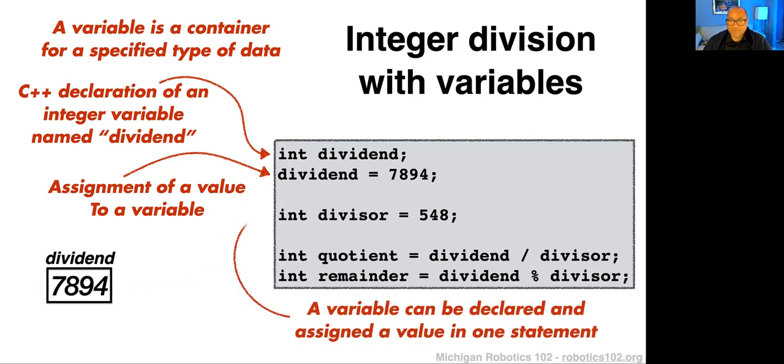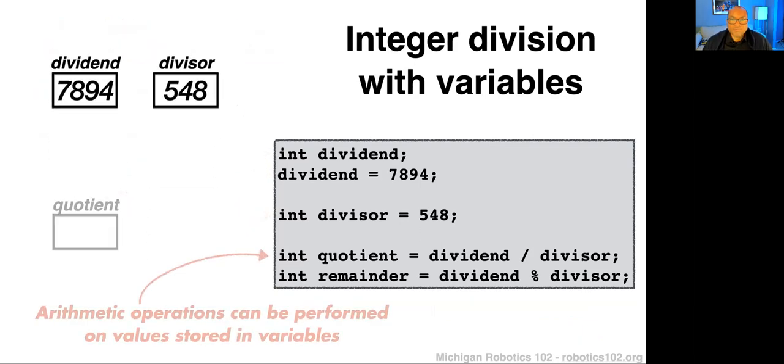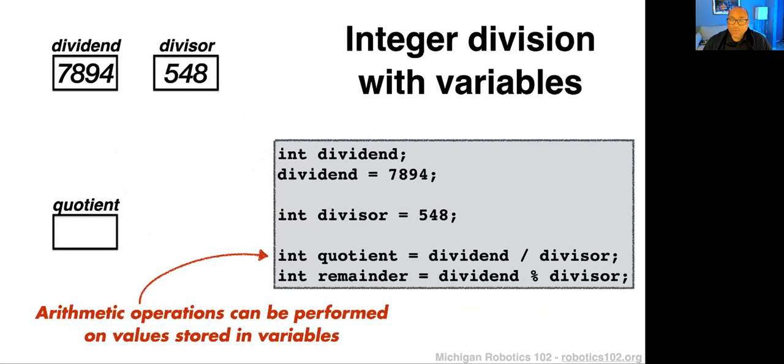So we should note that we don't have to declare and then assign in separate statements. We can do it all in one statement, where we say int, we're going to create an integer named divisor and assign 548 to it. And so we can perform arithmetic operations on the values that are stored in variables. By the time we get to this statement, we create an integer called quotient, and it's going to be the current value of dividend divided by the current value of divisor.